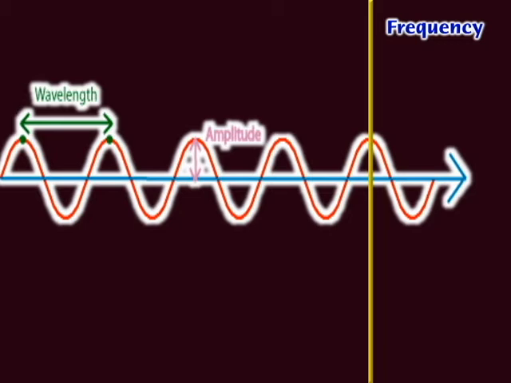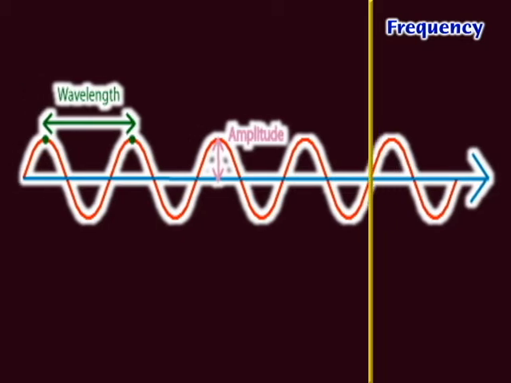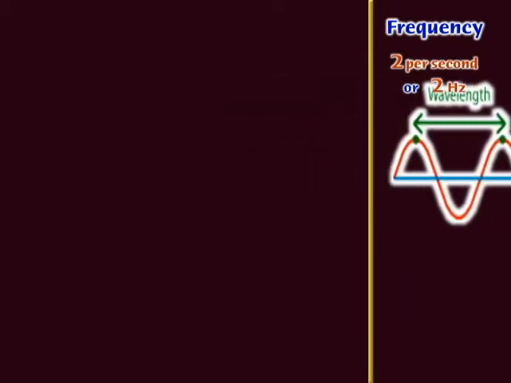So let's say the wave is passing by you. It's how many waves pass by you per second. In this case, 2 per second. And we also call that 2 hertz. So these are some of the measurable things about a wave, and of course its speed or velocity. Those are the things you can measure about a wave.